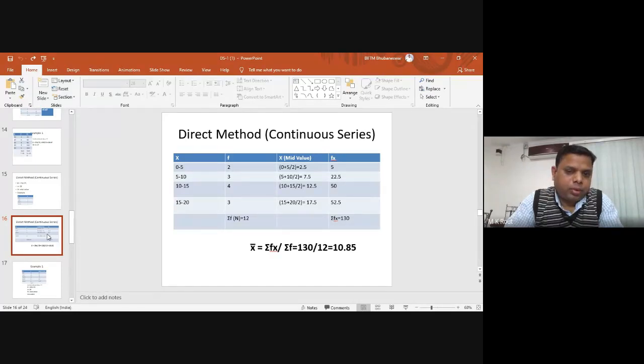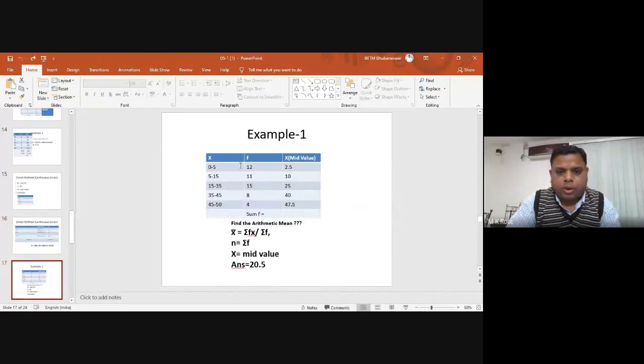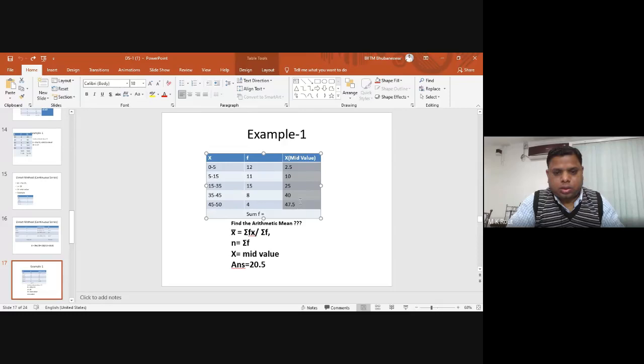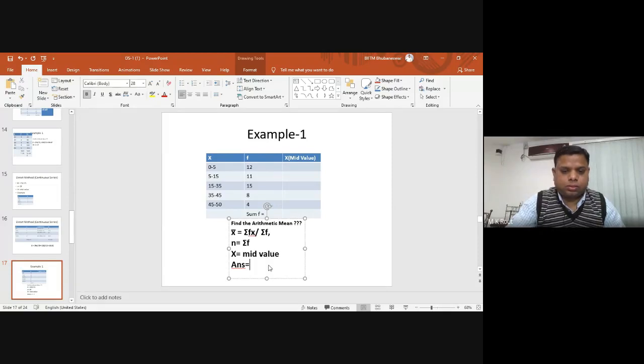I think all of you have gone through this particular table. Is it clear to all? Yes, sir, clear. Okay, fine. So let's solve a particular numerical. Just a minute, I will erase this one. Just calculate this one.